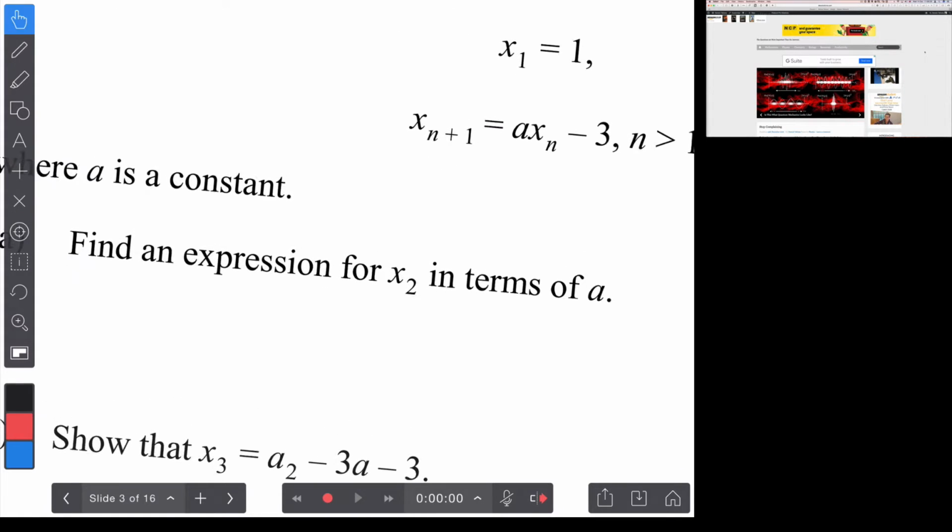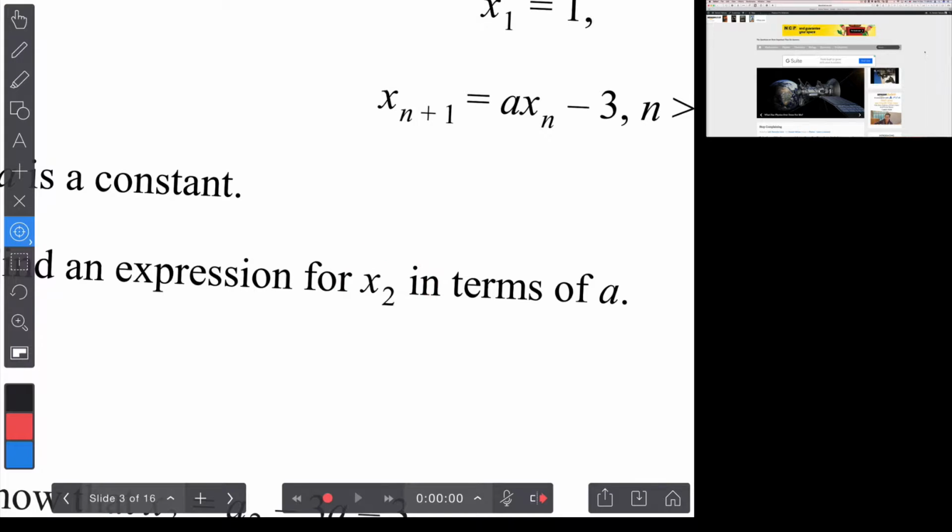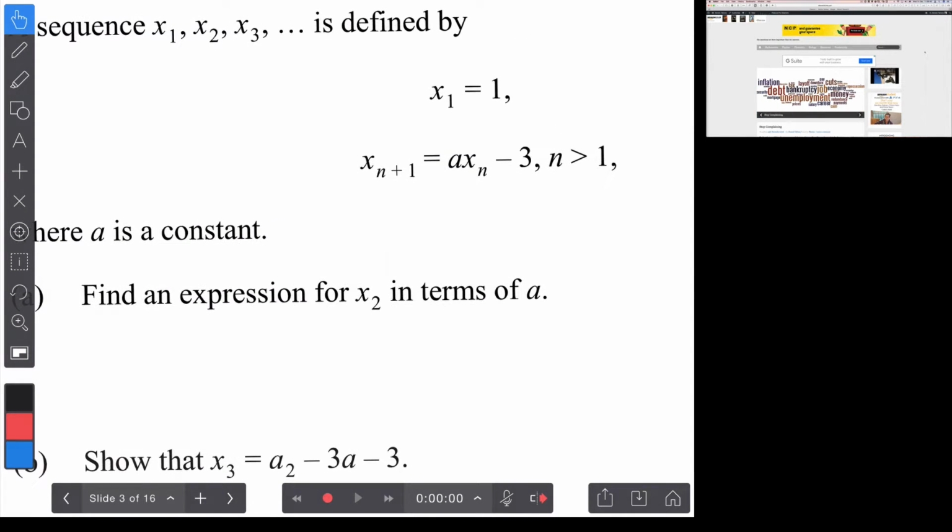Okay, find an expression for x2 in terms of a. Okay, so what we can do then is to go back to this expression, this equation, and figure out how we can find x2 from here. So if this is n, this is n plus 1, it means if we make n a 1, then we've got an x2. So x2 is equal to a x1 minus 3, since n is 1.